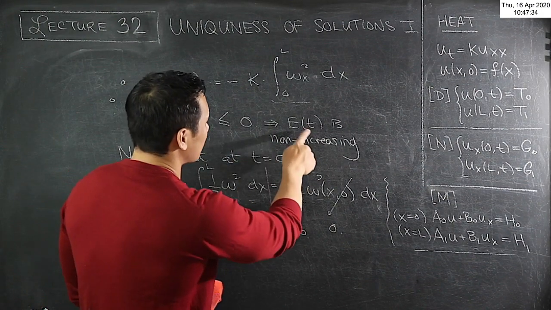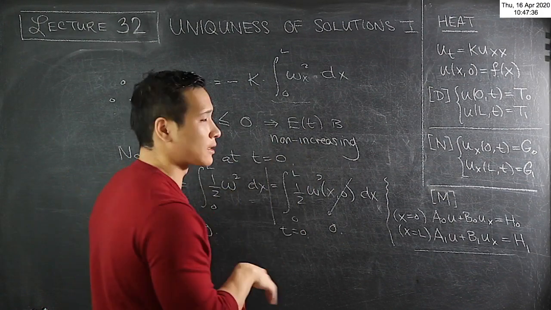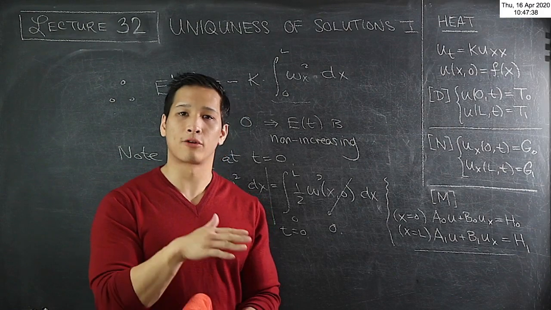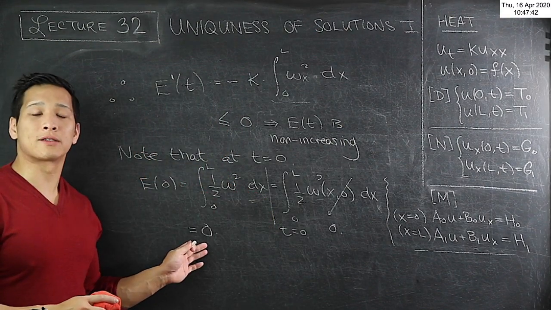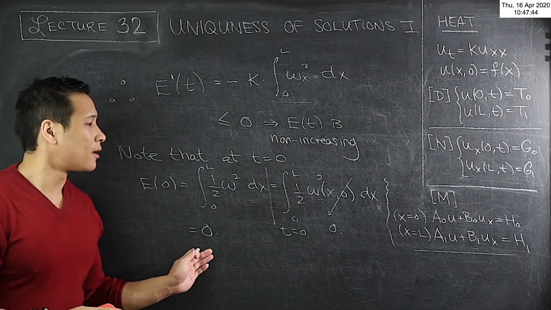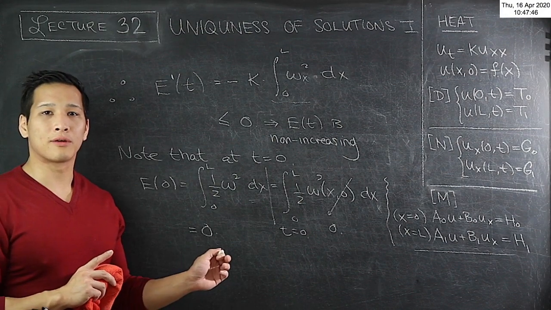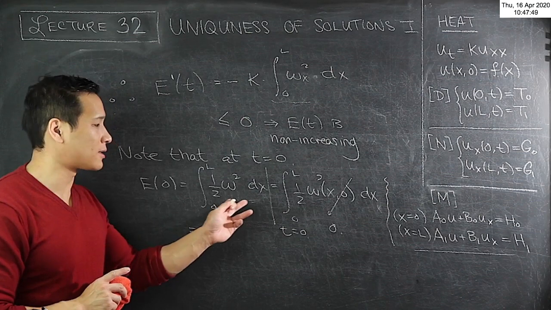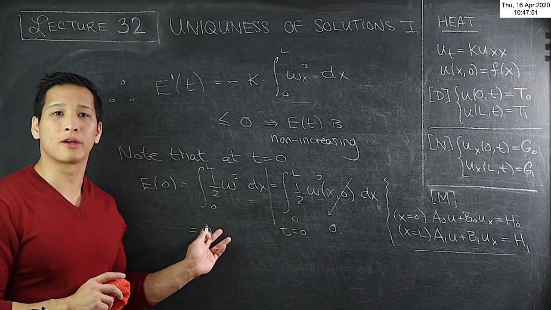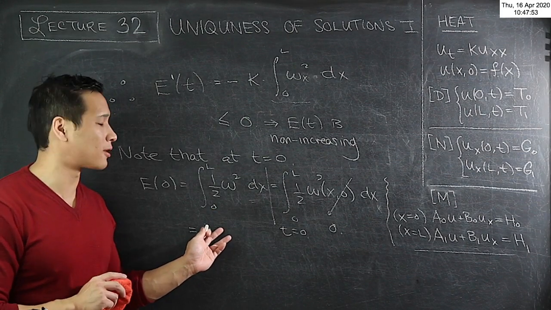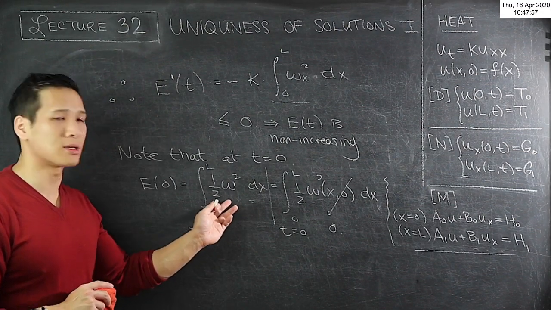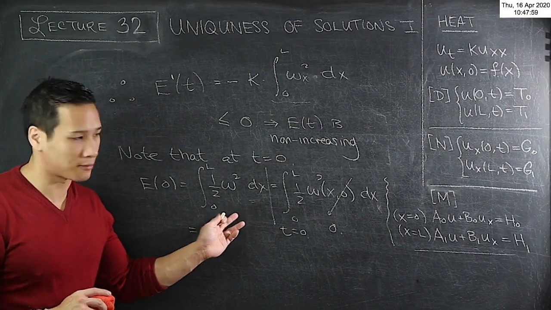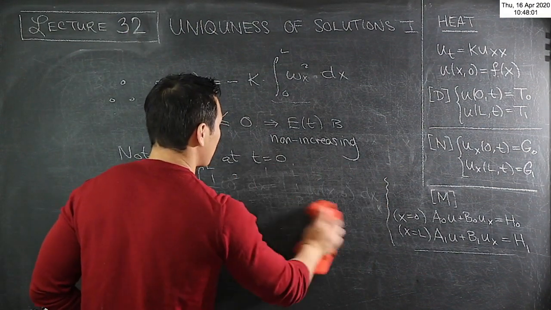You've concluded that E of t is non-increasing, so it either has to be decreasing or remaining constant. You've also concluded the energy has to start off from 0. And finally, one other conclusion is that the energy has to be greater than or equal to 0, because it's the integral of a squared quantity. Okay, so let's write down those 3 conclusions.